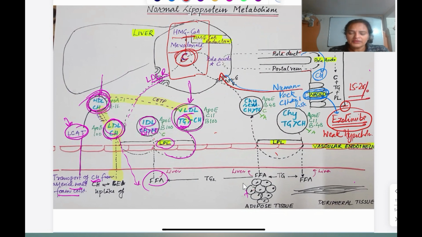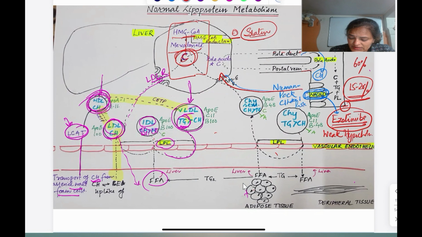But if we give this along with any drug which is going to inhibit this endogenous pathway, like the important drug, statins. If we give this drug along with the statin, then what will happen? Instead of this 15 to 20% reduction, a 60% reduction of the cholesterol will be there. So this Ezetimibe is mainly used along with the statin as an add-on therapy. Otherwise it is a weak hypocholesterolemic drug.